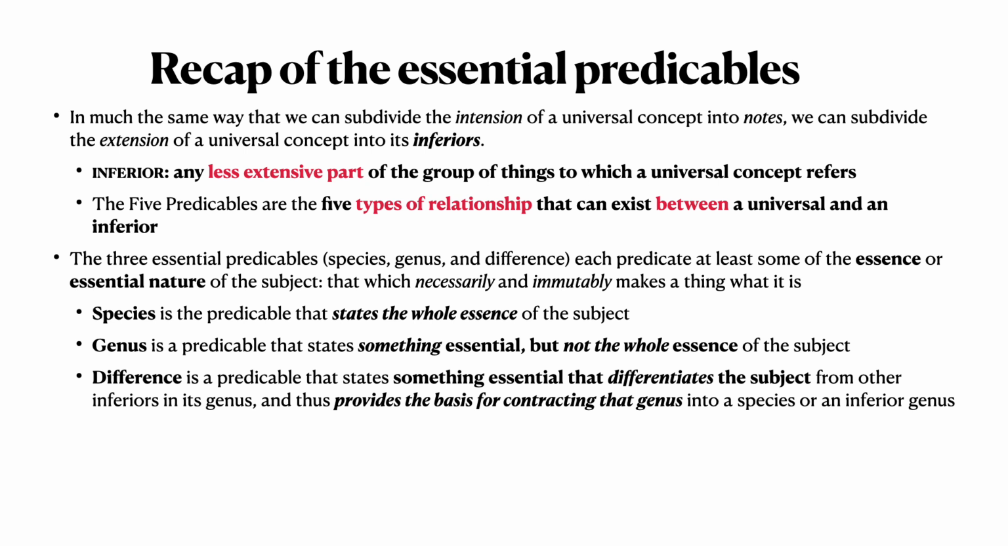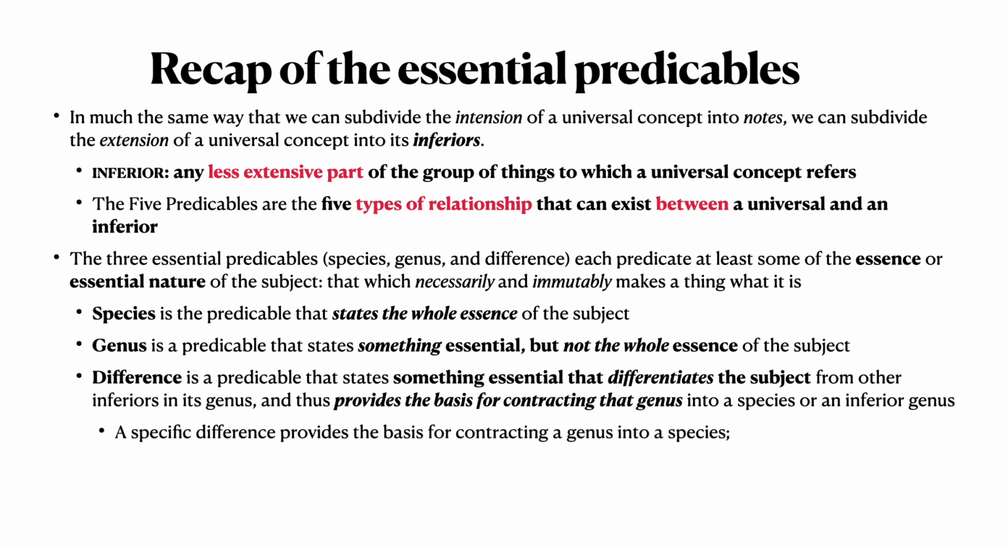If you say that Socrates is an animal, you're discussing Socrates' genus because it's the general group that he forms a part of. If you say Socrates is rational, then you're talking about his difference. You're talking about what it is that distinguishes Socrates from all the other animals, all the other inferiors in the genus of animal, and gets it down to the species level.